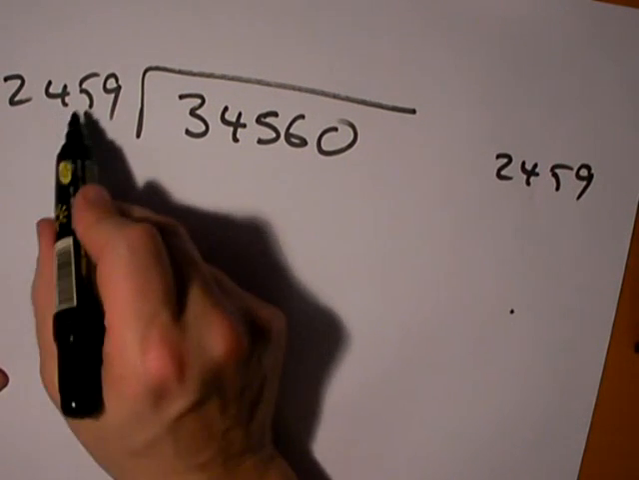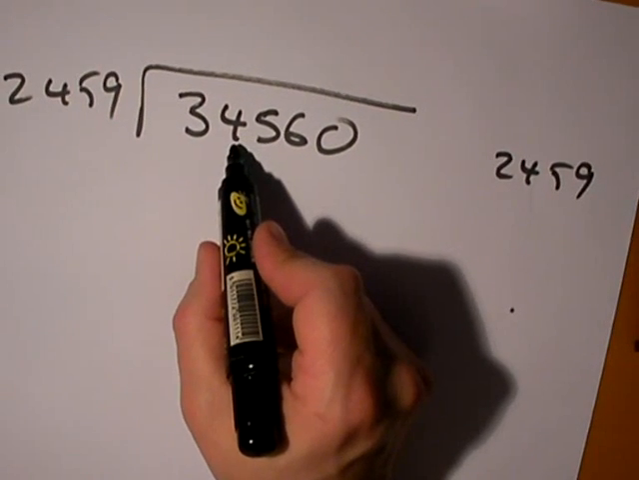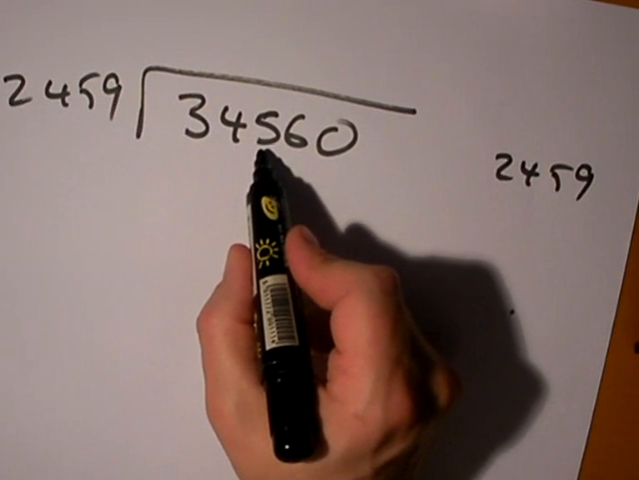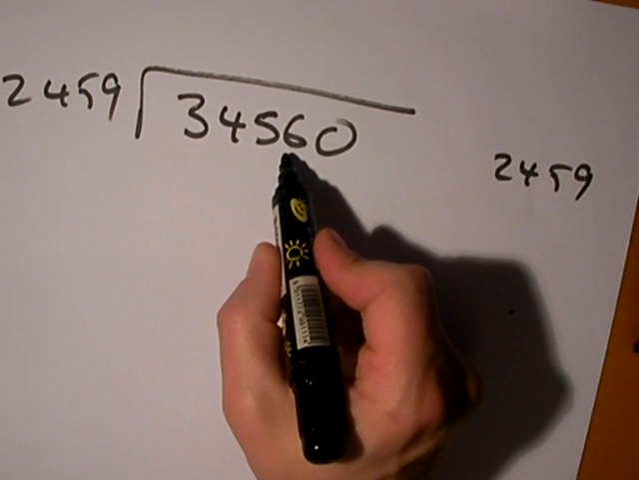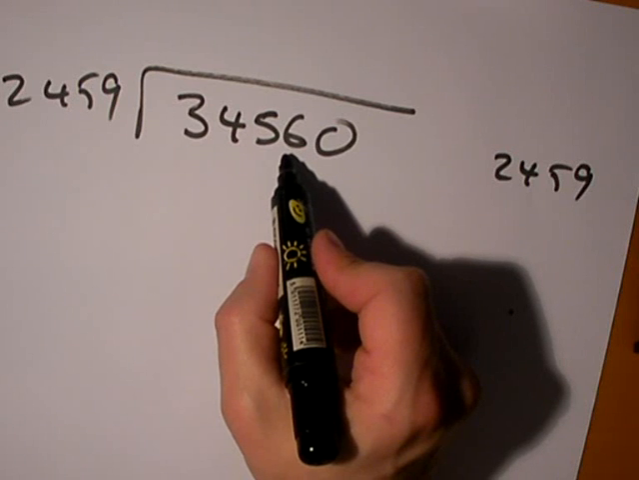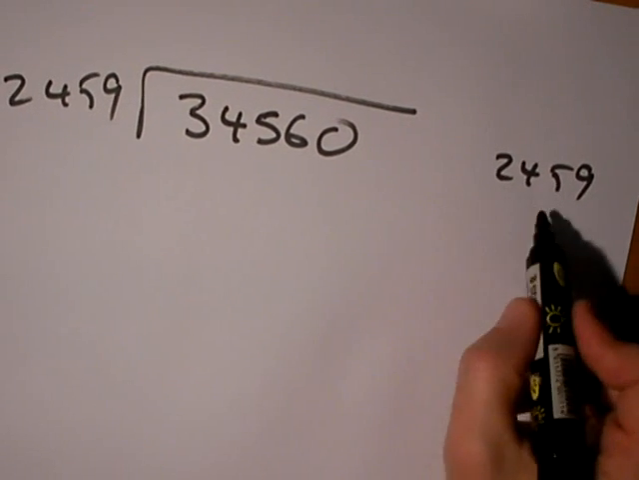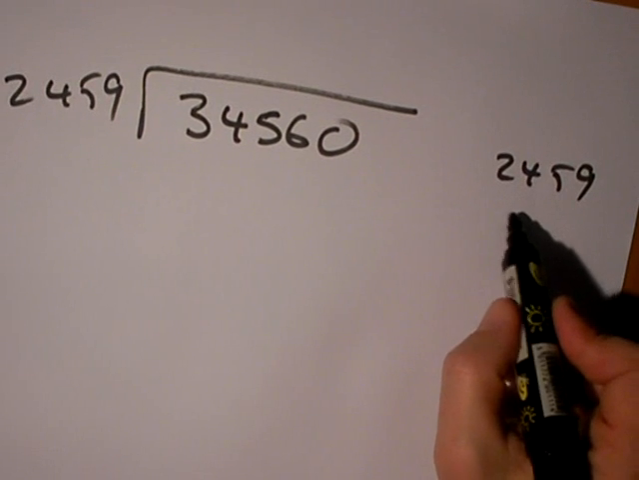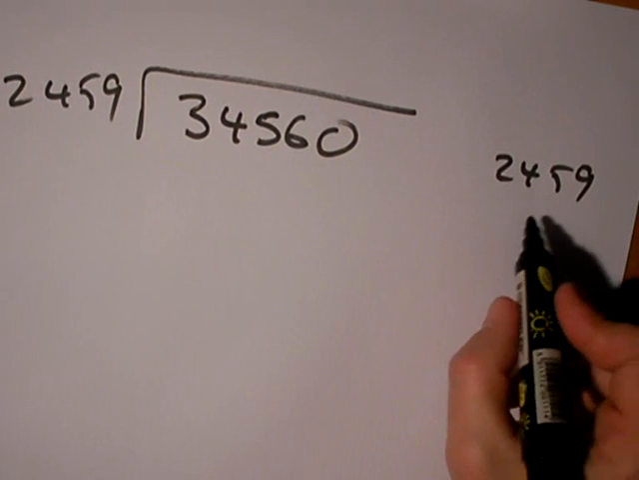Let's have a look. 2459, how many of those go into 3? Well, they don't go into 3, they don't go into 34, they don't go into 345, so I'm going to see how many of them go into 3456. That's what I'm after. Clearly one will go in. Let's go through the second times table of 2459 to see if 2 goes in. Let's double these numbers.